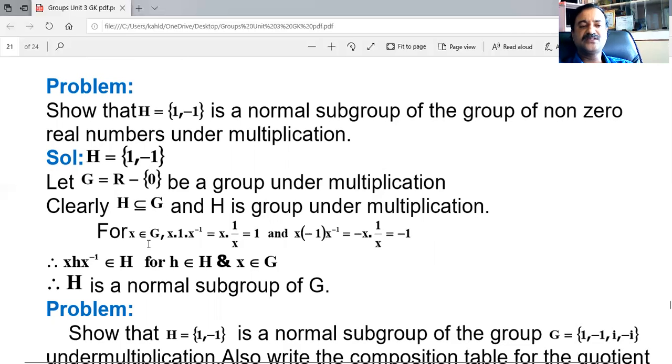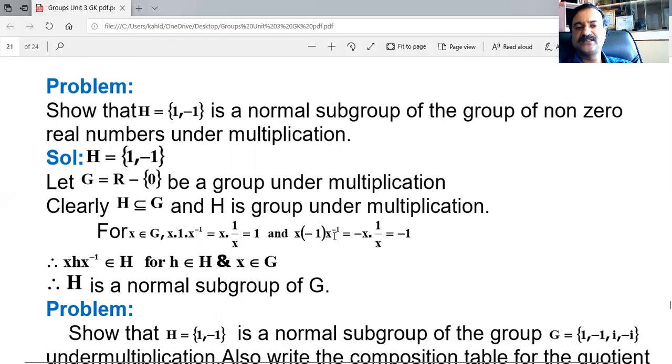That is, for x belonging to the big set G and an element 1 belonging to H, what about x 1 x inverse? What does x 1 x inverse become? x into 1 into x inverse, where x inverse is 1 by x. That is 1. Similarly, x into minus 1 into x inverse, because x is in the big set G and minus 1 is in H.